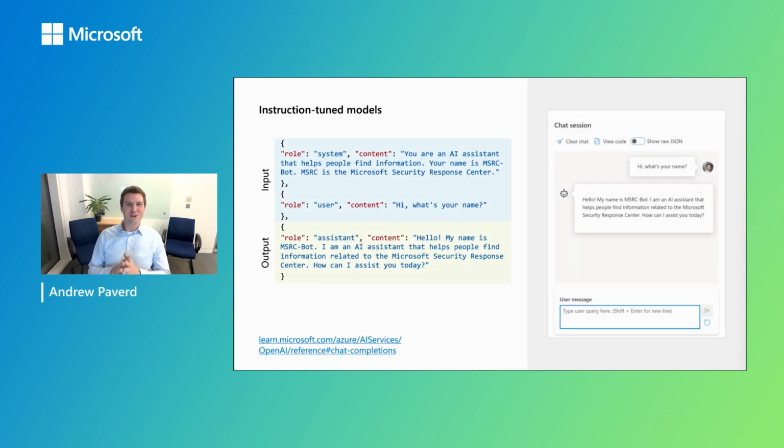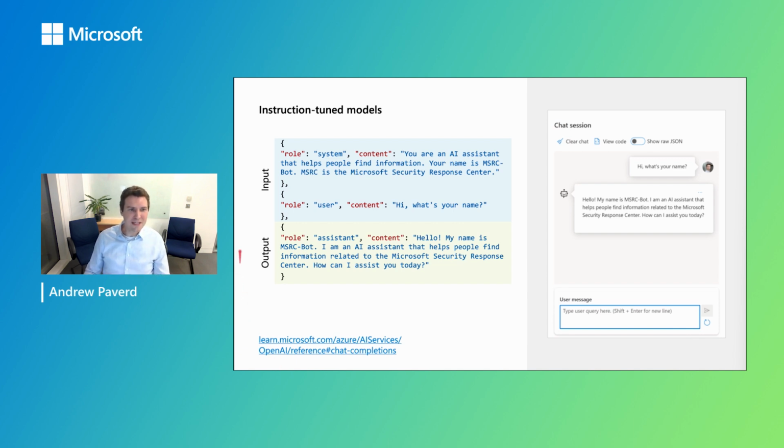So here's a more concrete example. On the right-hand side, I'm showing a simple chatbot that I created with Microsoft's Azure OpenAI service using chat completions. You can see I'm the first person who's asked that message, "Hi, what's your name?" And the bot has replied, "My name is MSRC bot. I'm an AI assistant that helps people find information about the Microsoft Security Response Center." That's MSRC.